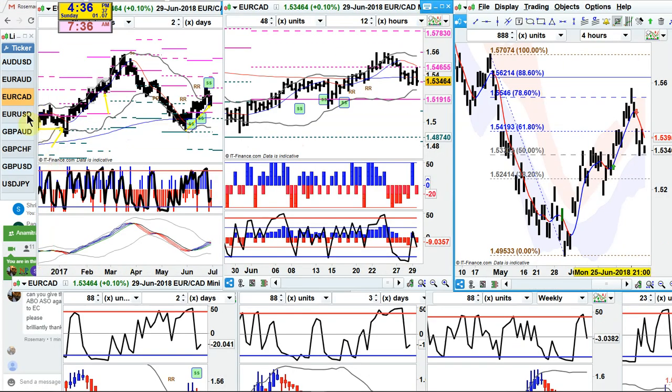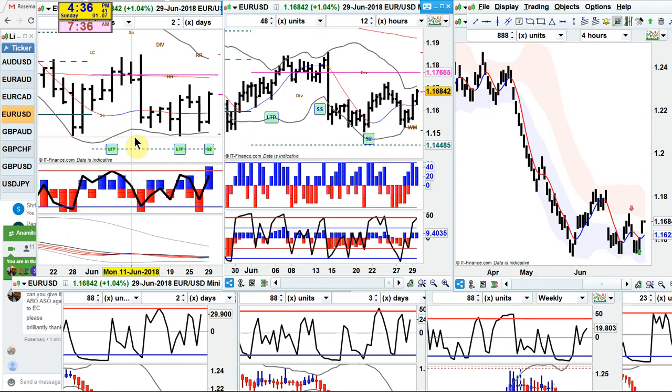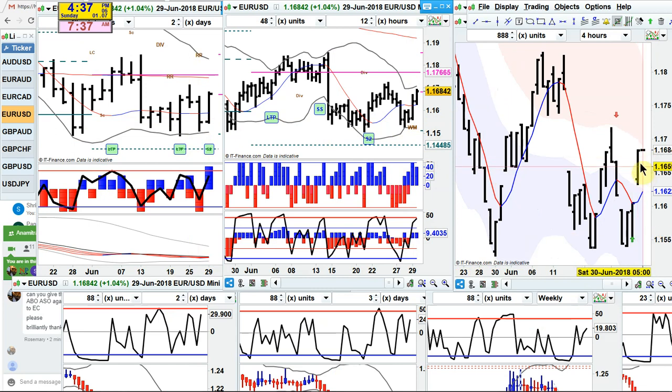Euro US, your questions on Euro US. This is 2 days and this is 12 hourly. I have combined them on Puru's request and your questions on Euro. WM means weekly and monthly are not matching. That's why you could not take a trade. But the last bar is an S2, like this one here.